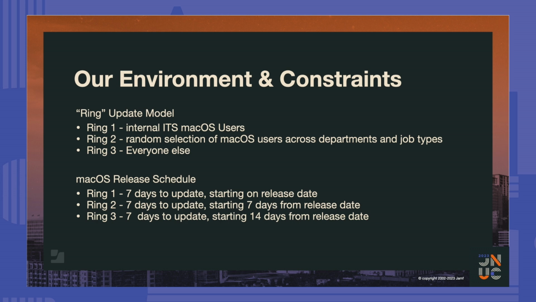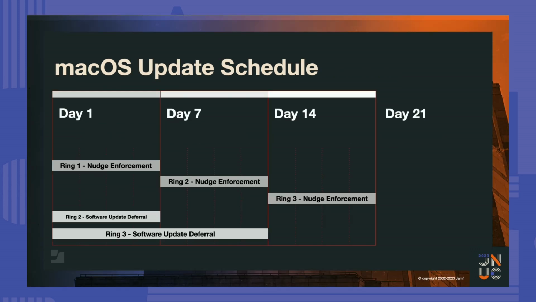And then Ring 3 is the same idea: 7 days they have to complete, but they have a 14-day deferral window. Just to give a little bit of a visual, the top bars show when the nudge profile is applied and how long they have to complete that. And then the bottom lines indicate the software update deferral process that Ring 2 and Ring 3 get, to make sure that they're not seeing those software updates ahead of time.